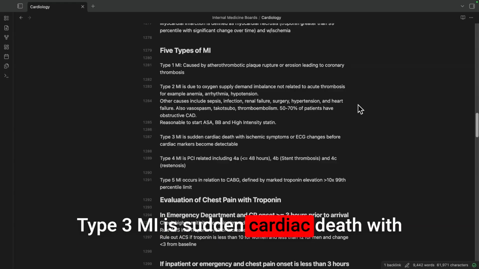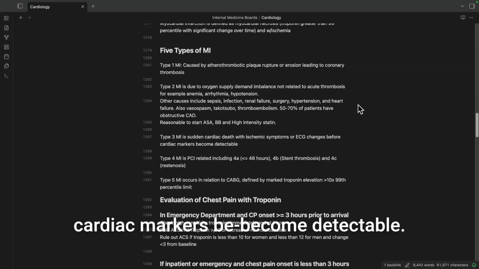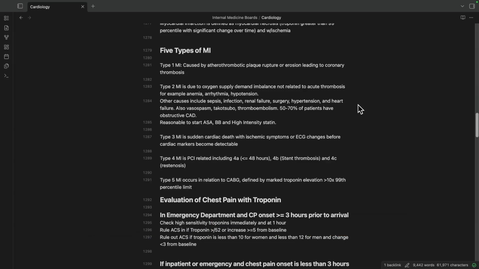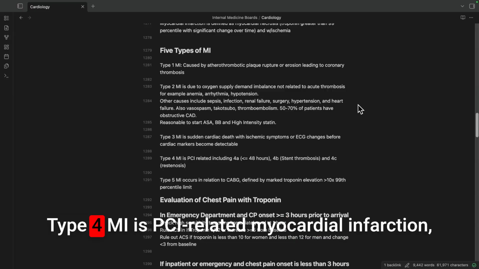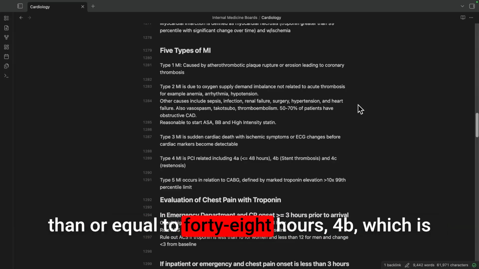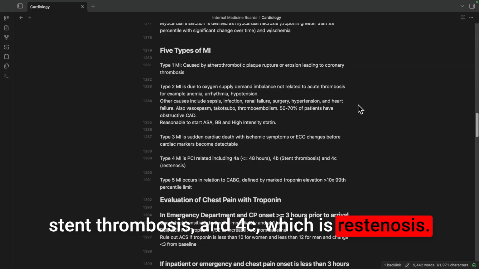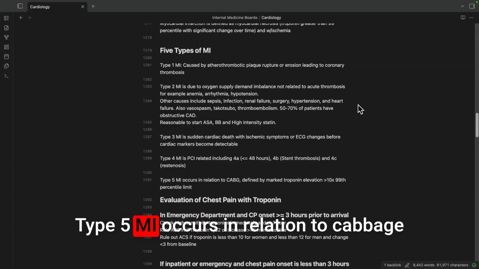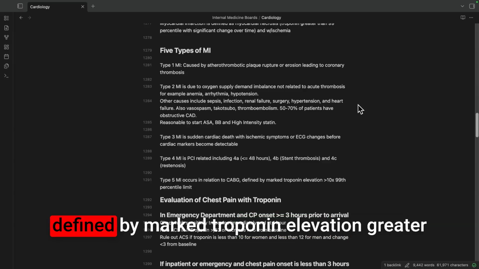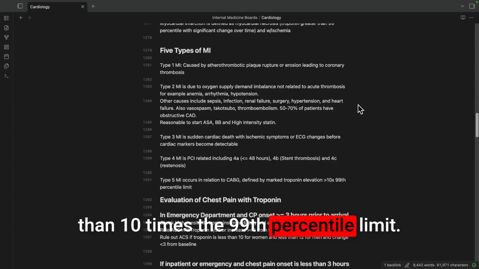Type 3 MI is sudden cardiac death with ischemic symptoms or ECG changes before cardiac markers become detectable. Important management for this is the ACLS workup. Type 4 MI is PCI related myocardial infarction, including 4A, which is less than or equal to 48 hours, 4B, which is stent thrombosis, and 4C, which is restenosis. Type 5 MI occurs in relation to CABG, defined by marked troponin elevation greater than 10 times the 99th percentile limit.